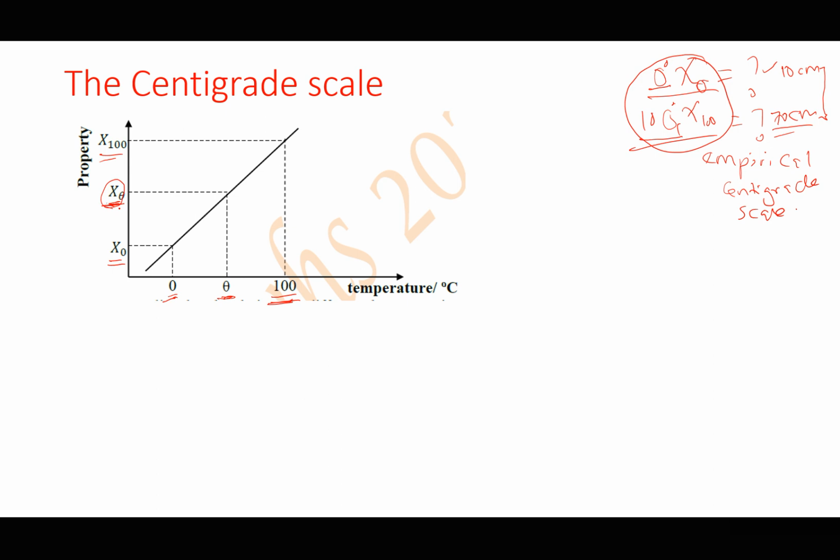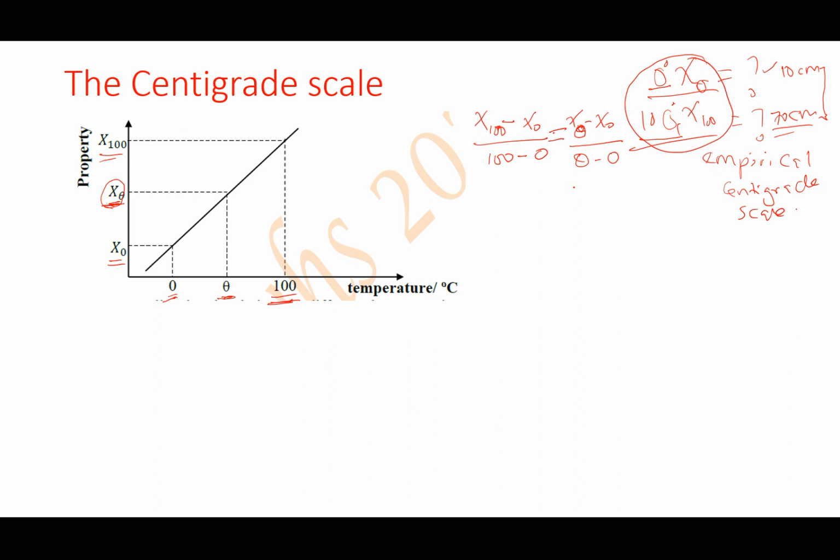This is a straight line, so the gradient must be constant. Therefore, I'm finding the gradient, so I can say X100 minus X naught, that is the change in the y, over 100 minus 0. That is the change in the x. This gradient should be the same if I take another pair of points. So this will be X theta minus X naught divided by theta minus 0. So the gradient is the same because it's a straight line.